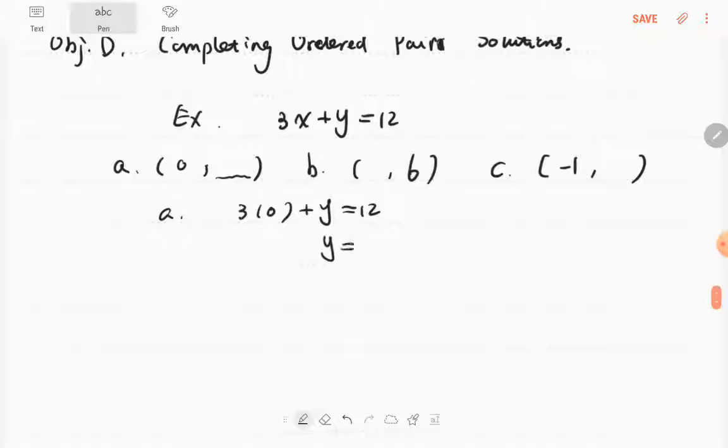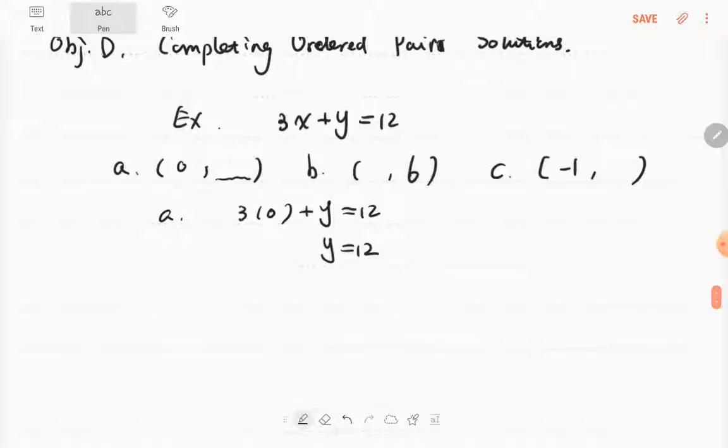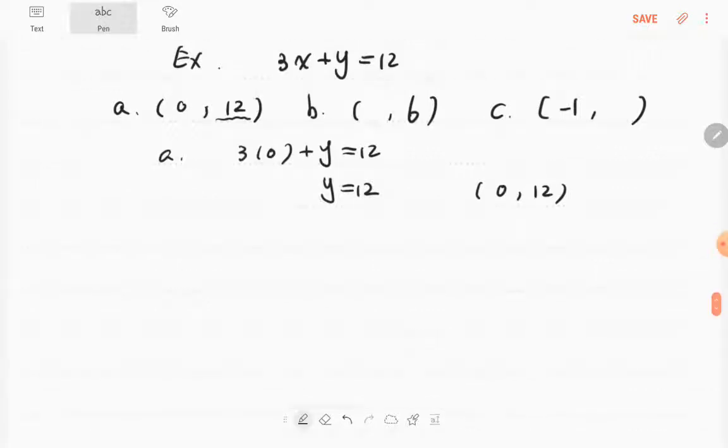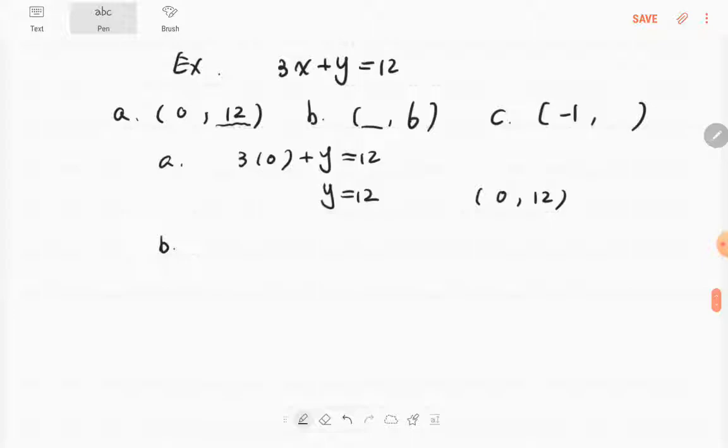We get y is equal to 12. So we know the first, we solve this one. And now we have completed the pair, 0, 12. For the second one, we have to find what's the first value, but we already have the second value. And we know this 6 is just for y because it's the second value in this pair, right?